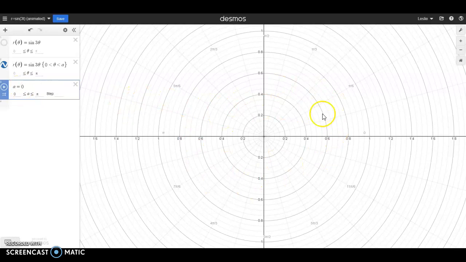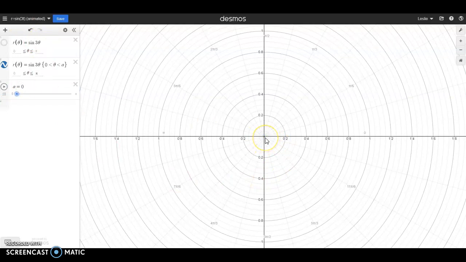So there should be a point somewhere on the graph, or there will be as soon as I start to animate this. But before we do that, I want to see, can we figure out where the graph is going to start? Well, if I plug 0 in for theta in my equation, I'm going to get 3 times 0. Well, that's 0. And the sine of 0 is 0. So my graph is going to start at 0, 0, right here.